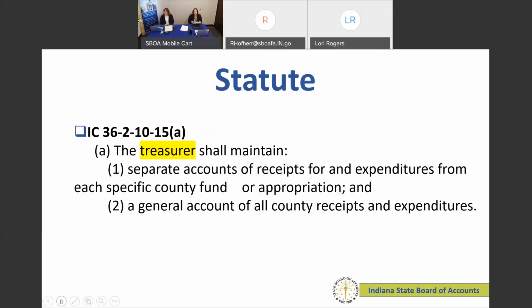here's the statute that talks about the treasurer shall maintain a separate account of receipts and expenditures from each fund, okay? I think sometimes this gets a little confusing because when we're using software, we're thinking of it all as just one ledger, but really it still should be two separate. The treasurer should be maintaining their own, the auditor should be maintaining theirs, which is where the Form 61 comes in. It's a way for you guys to reconcile together so that each has a proper accounting.